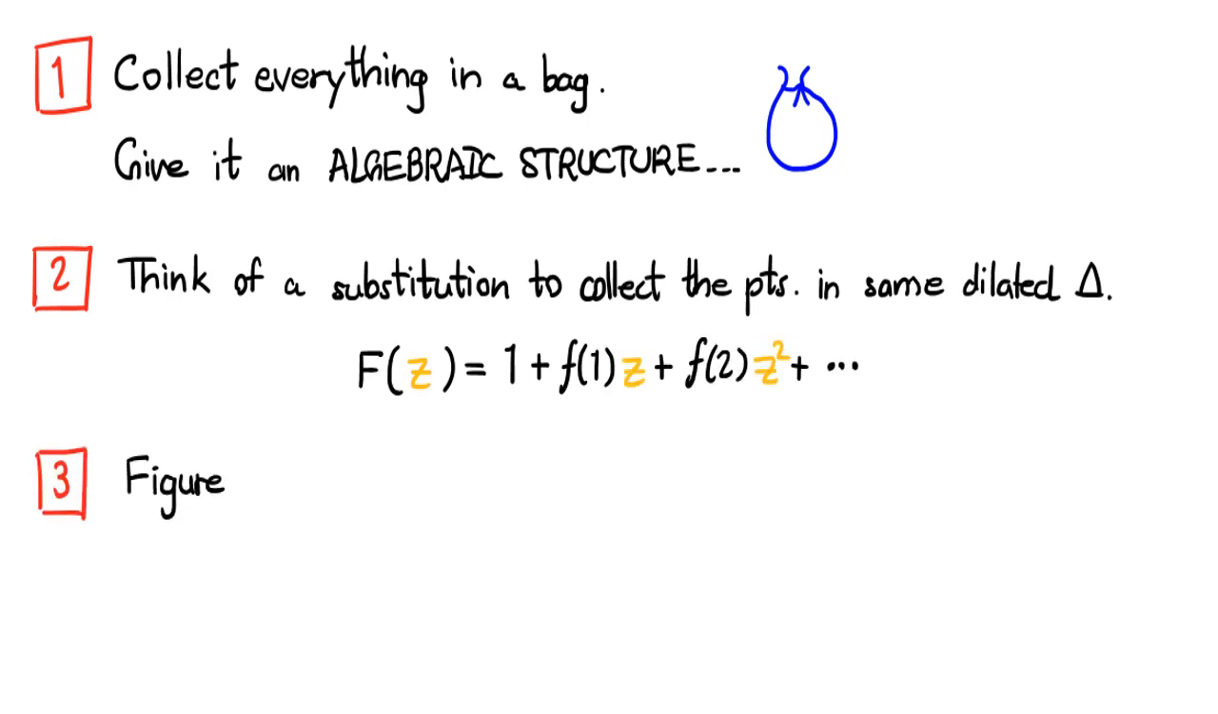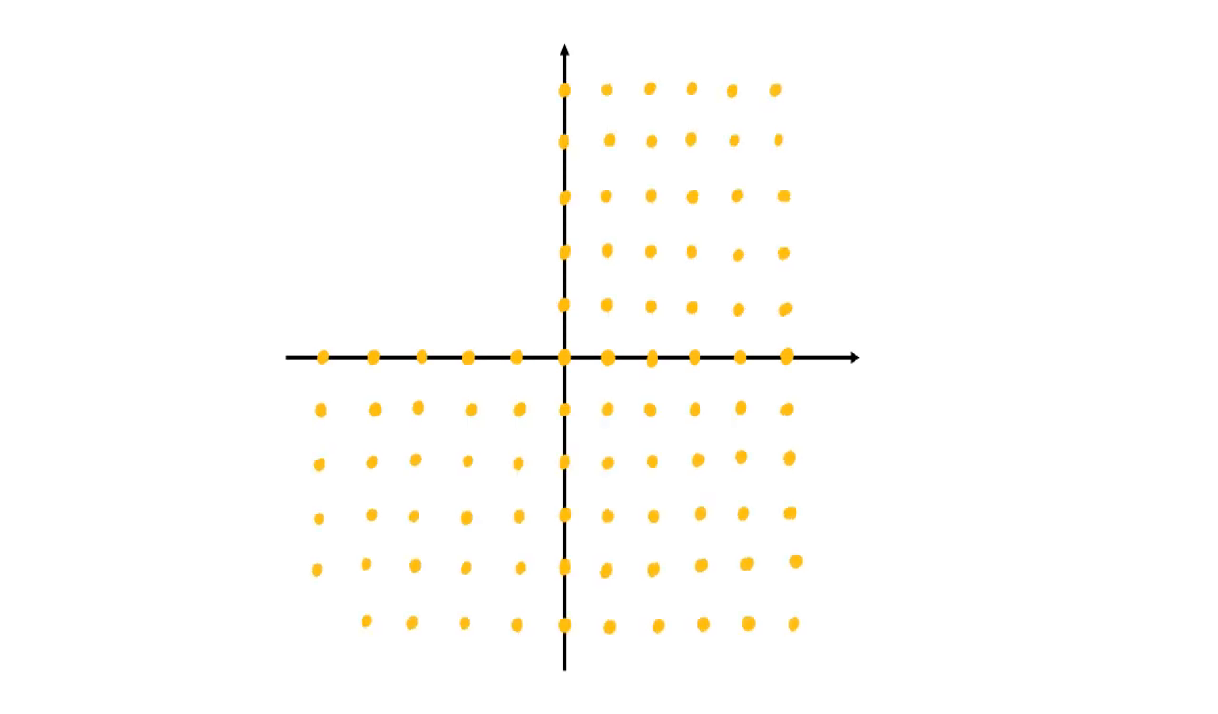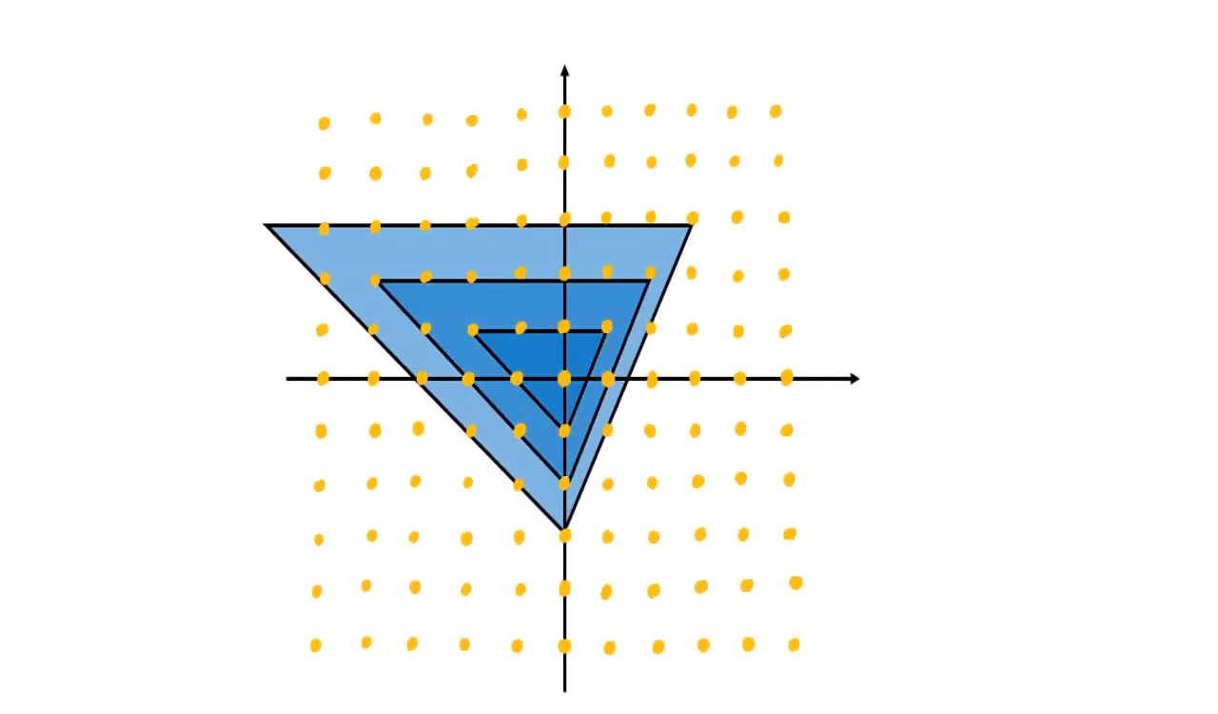Next, we will try to evaluate this generating function in a different way so that we can find its coefficients. And after this, we will have our well-deserved formula for the number of lattice points in n times T. Okay, step 1. We are going to consider all possible positive integer dilations of our triangle and put all these points inside a bag. But wait, there's a problem. As you can see, since the triangles are overlapping, we would need to collect the points more than once. We can do that, but there is a better way.